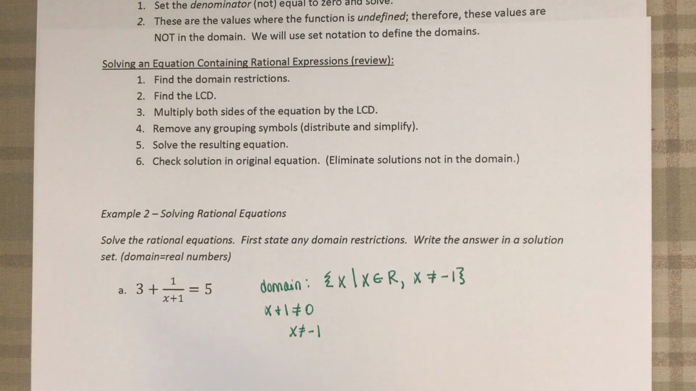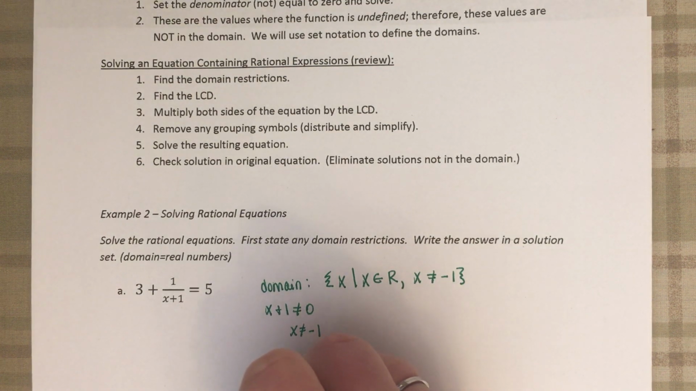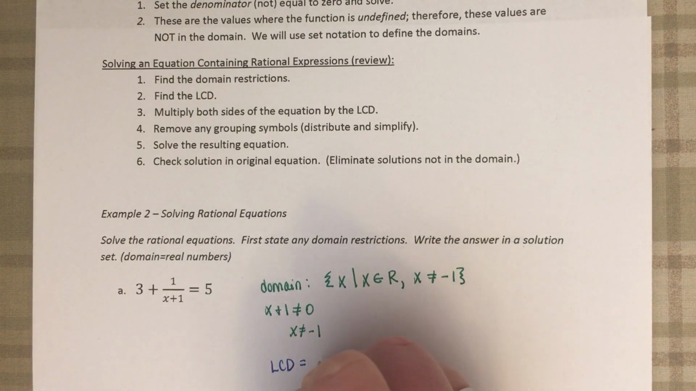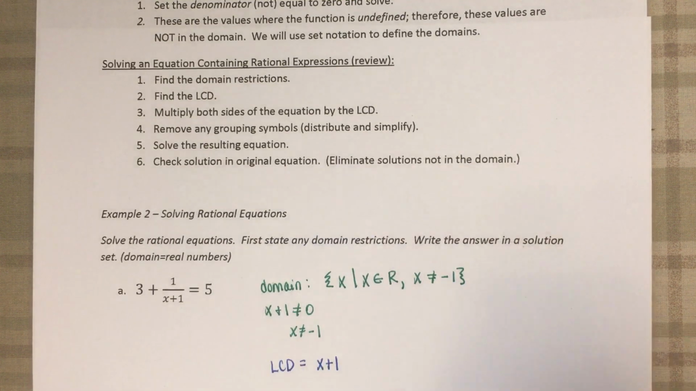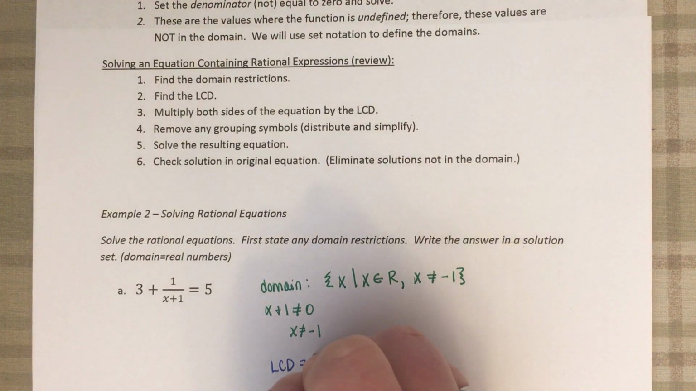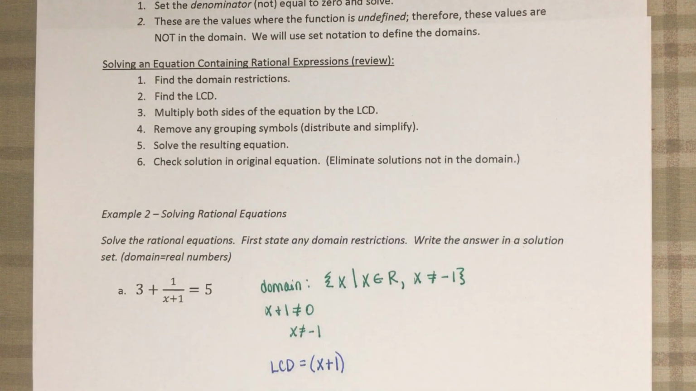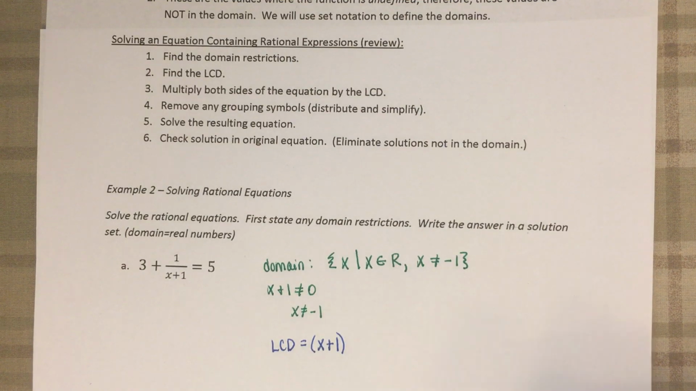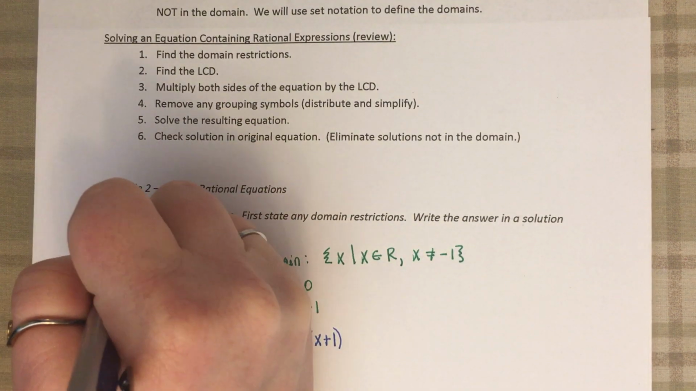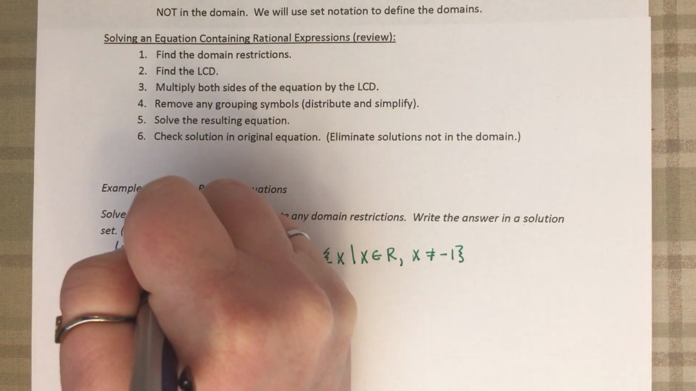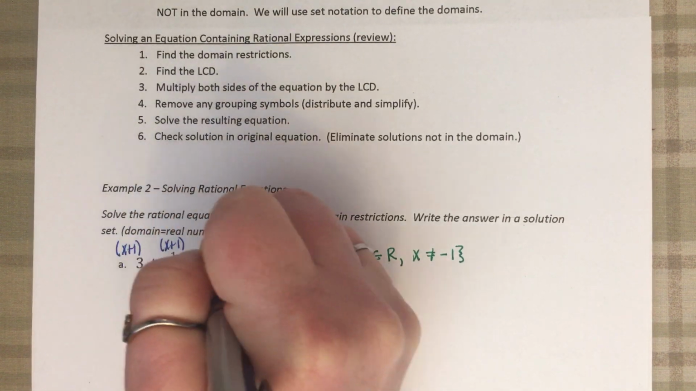After we do that, we need to find our LCD. Our LCD is our least common denominator. In this case, our only denominator that we have is x plus 1. Generally speaking, when we're multiplying, we put these in parentheses just to make sure we distribute as needed. So going back to our equation, we're going to multiply all three pieces of our equation by x plus 1.